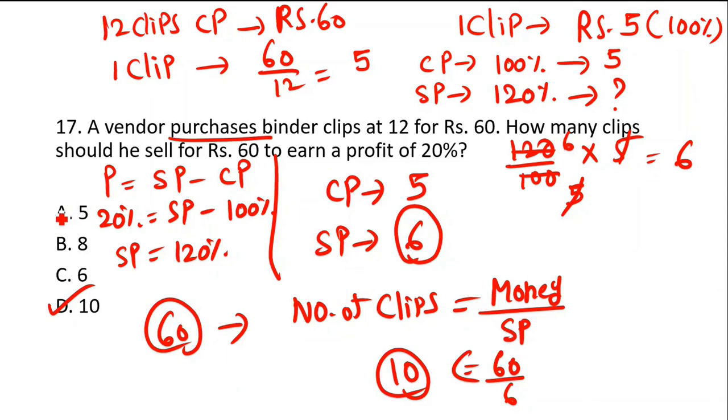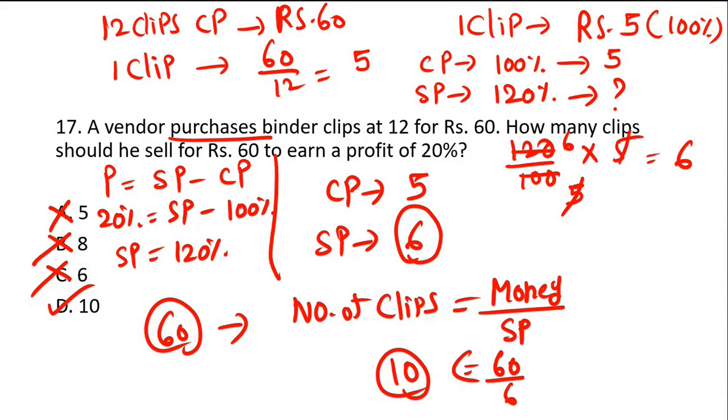Selling 5 clips is actually very less. Selling 8 clips is actually very less. Selling 10 clips is also very less. So 6 clips is also very less. Selling 10 clips is the possible way. So in that way, with the smart way of answering the question, you can say that the answer is option D, or otherwise you can solve the question also.